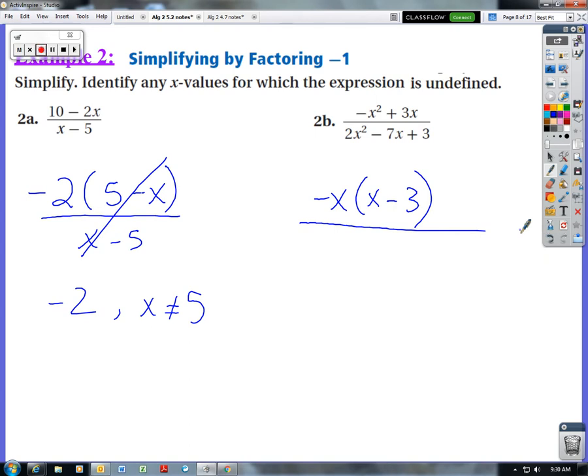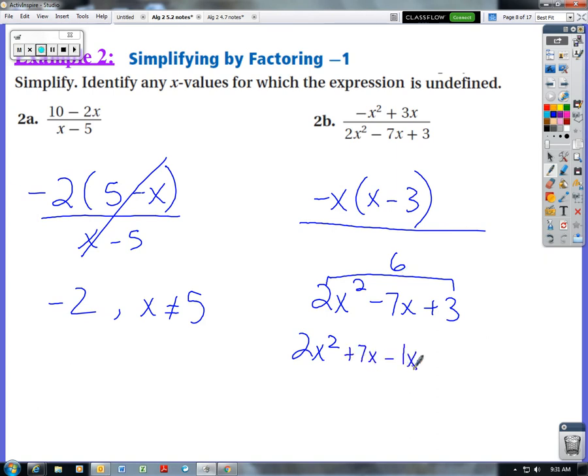Okay, on the bottom we could guess and check, but you know what? I think I'll do splitting the terms another time just to give you another look at that. Guessing and checking on this one would probably work pretty nicely. But let's practice splitting the terms. So 2 times 3 is 6. So I bring down the 2x squared. Two numbers that multiply to negative 7 and add to 6 are 7 and 1. And it's going to have to be positive 7x and minus 1x. And then bring down the plus 3.